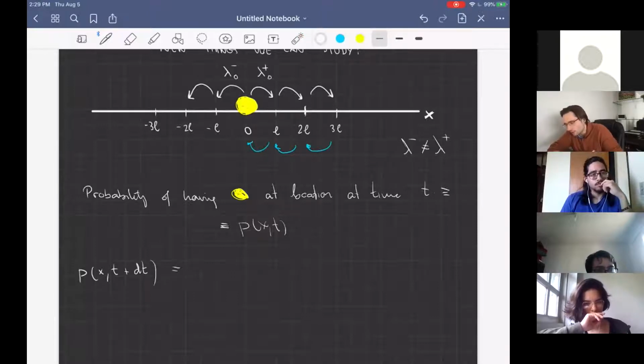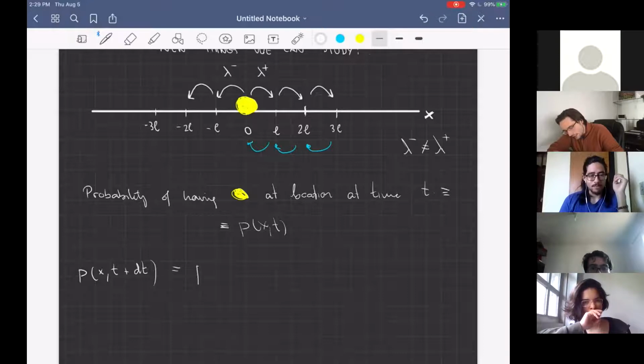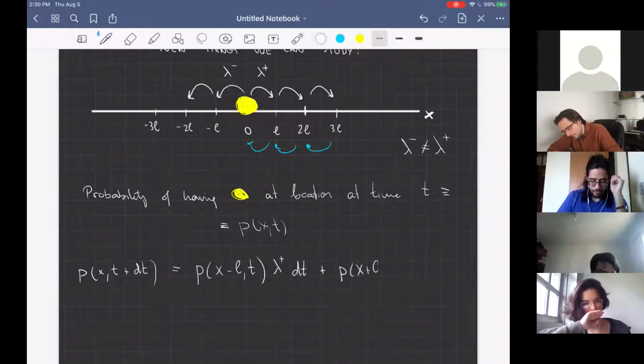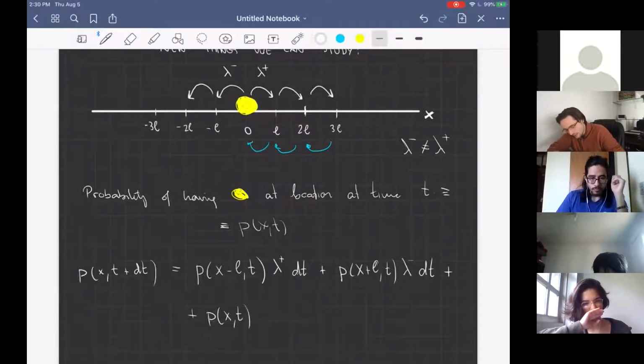So this is going to be equal, for those of you that have been practicing, this is going to be almost trivial, but I'm sorry, I'm going to remove this 0 so I don't confuse anyone. This is going to be equal to the probability of being at x minus L at time t and jumping to the right, plus the probability of being at x plus L at time t and jumping to the left, plus the probability of being at x at time t and not jumping.